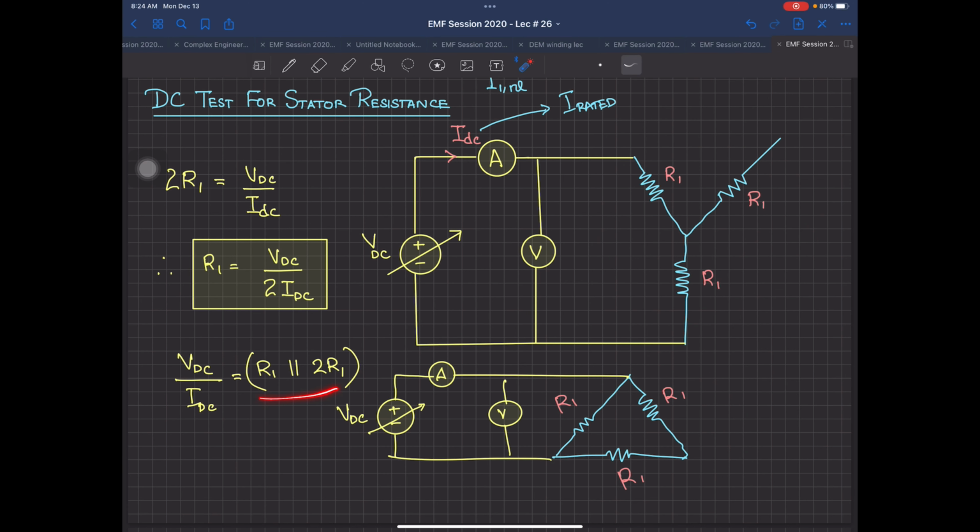So you can actually easily take out your R1 from here. This is just a simple parallel combination, because this is R1 and this is 2R1, so you can easily find the formula. Now when you have done this experiment, this will give you the R1 at your rated current. This means the machine is going to be heated up, so the winding resistance will be a little closer to the real-time values of R1.